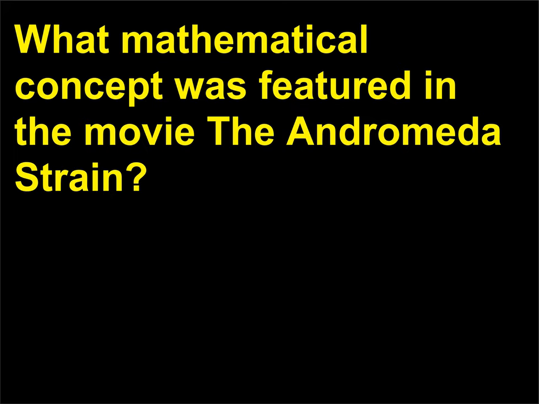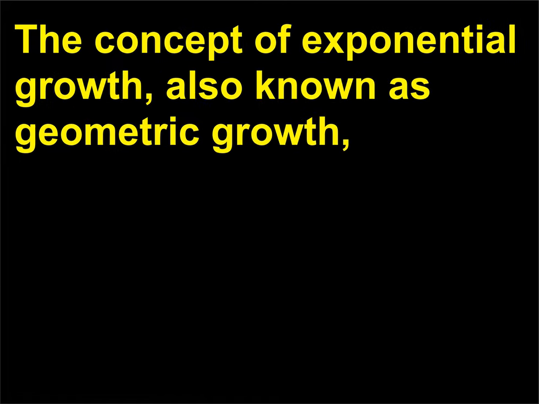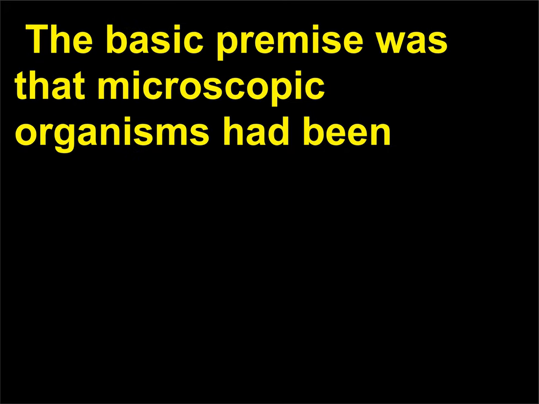What mathematical concept was featured in the movie The Andromeda Strain? The concept of exponential growth, also known as geometric growth, provided the tension in this movie and the book on which it was based. The basic premise was that microscopic organisms had been inadvertently brought to Earth from outer space by a returning satellite.